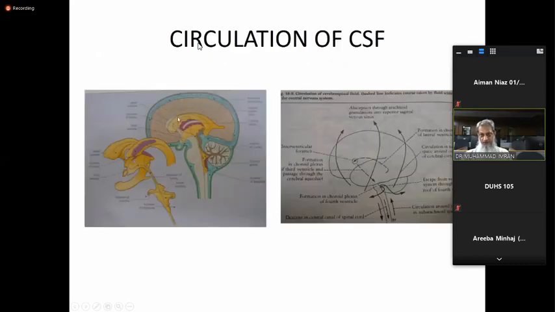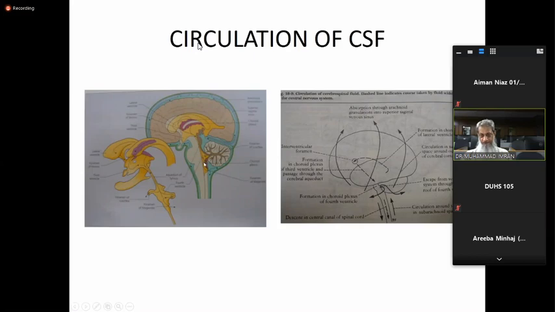This is the normal flow of CSF. This is the lateral ventricle, body of the lateral ventricle. This is the third ventricle. This one is the cerebral aqueduct, which connects this third ventricle by means of the cerebral aqueduct into the fourth ventricle. So the third ventricle is connected through the cerebral aqueduct into the fourth ventricle.